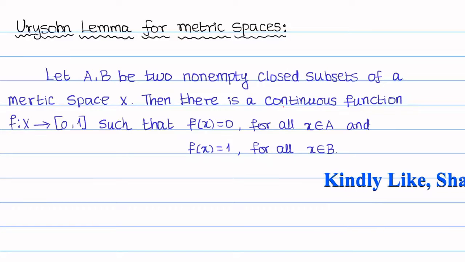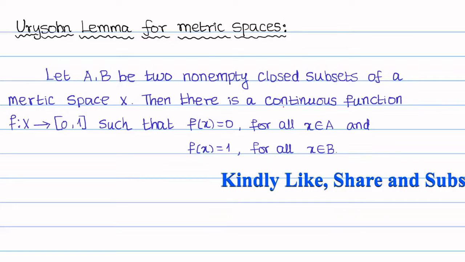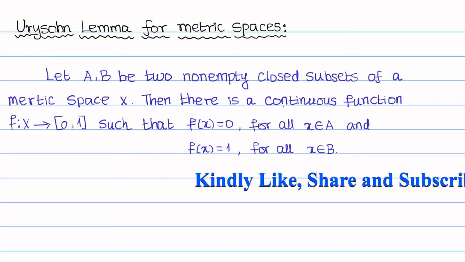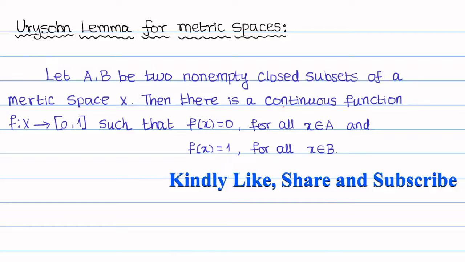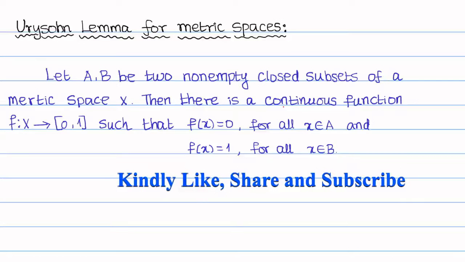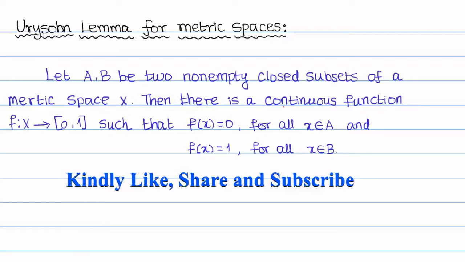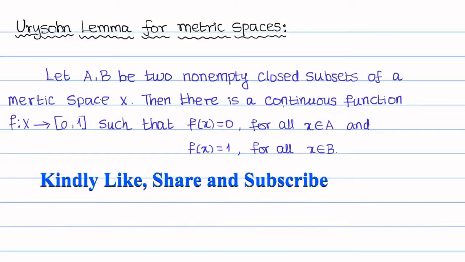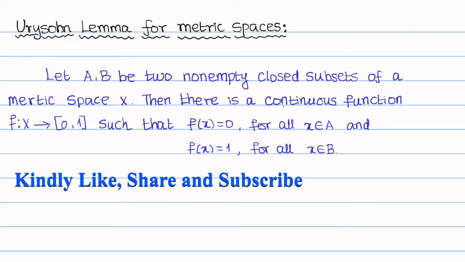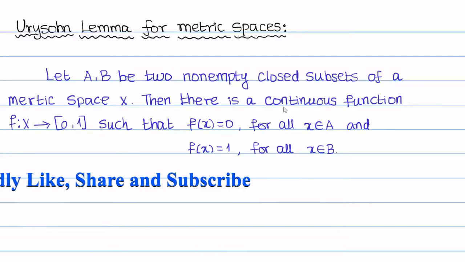Let A and B be two non-empty closed subsets of a metric space capital X, and then there is a continuous function f from X to the closed interval 0, 1 such that f attains 0 on A and f attains 1 on B. I can find a continuous function that is 1 throughout B and 0 on A. We have already proved this Urysohn Lemma for normal spaces in topological spaces. But in a metric space it is easier to prove the result. Let us prove only that now, and see how to prove it.